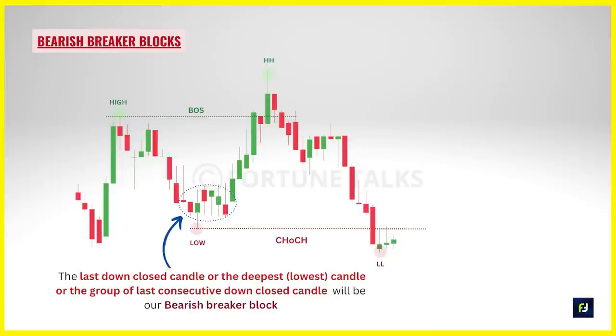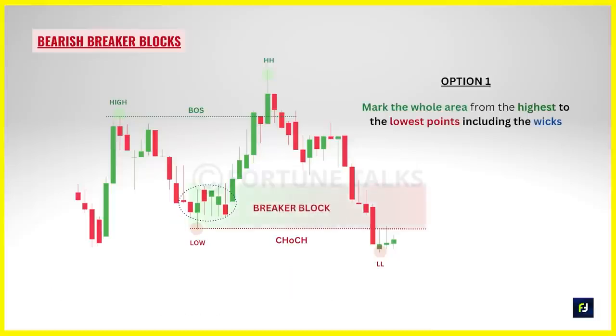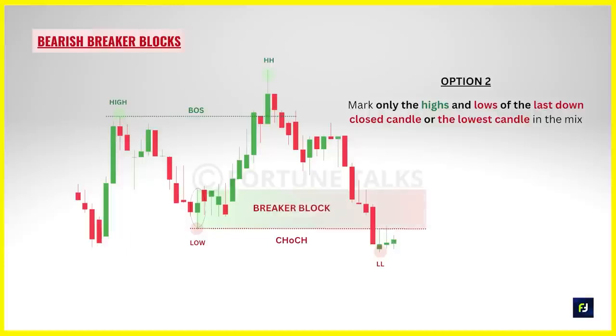For this scenario, the last down close candle or the deepest or lowest candle in the group of the last consecutive down close candles will be our bearish breaker block. In case there are 3 or 4 consecutive down close candles, you have two options. One is to mark the whole area from the highest to lowest point, including the wicks. The second option is to mark only the highs and lows of the last down close candle or the lowest candle in the mix. I would recommend using the second method because in the first scenario, the risk associated with it and the stop loss placement would be higher.